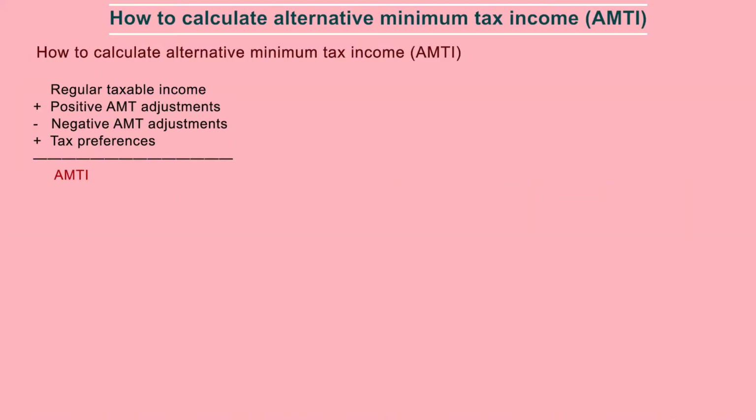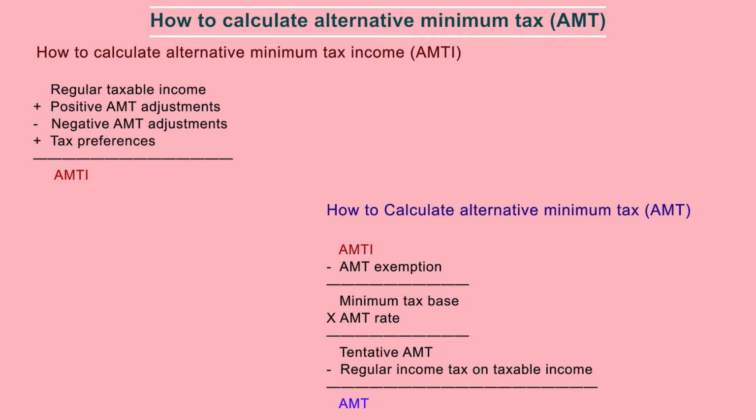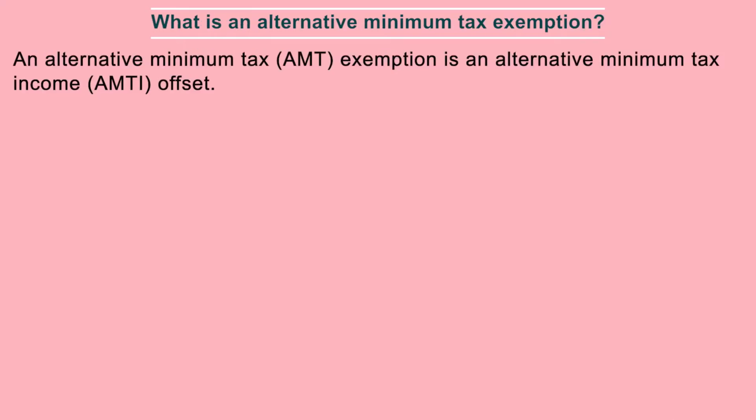How to calculate alternative minimum tax income, AMTI. Regular taxable income plus positive AMT adjustments minus negative AMT adjustments plus tax preferences equals AMTI. How to calculate alternative minimum tax, AMT. AMTI minus AMT exemption equals minimum tax base, times AMT rates equals tentative AMT, minus regular income tax on taxable income equals AMT. You will have a better understanding of the calculation when we go over some examples later in the video.